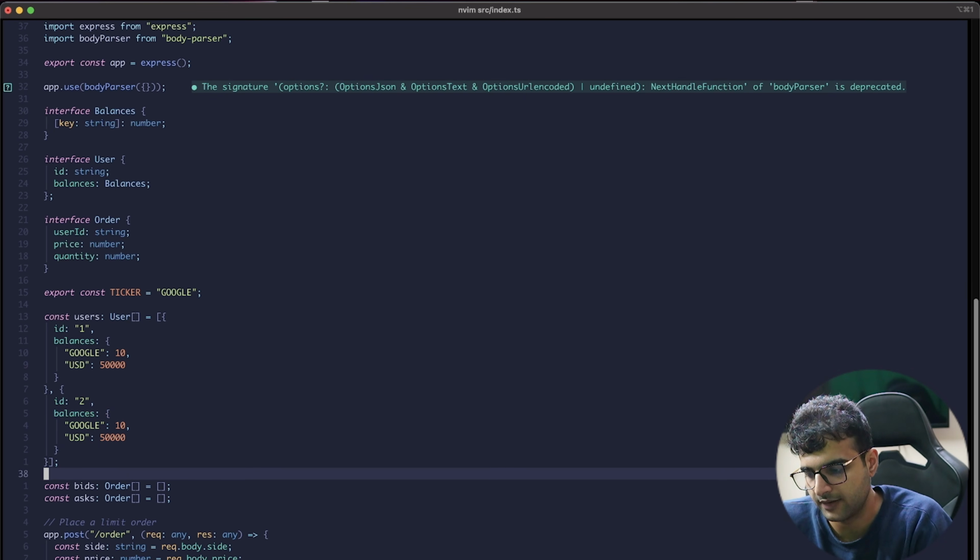Cool. So I define a dummy users object, and I have an in-memory object called bids and asks. This is the weird bit, the bit that feels like, oh, this should be in the database.